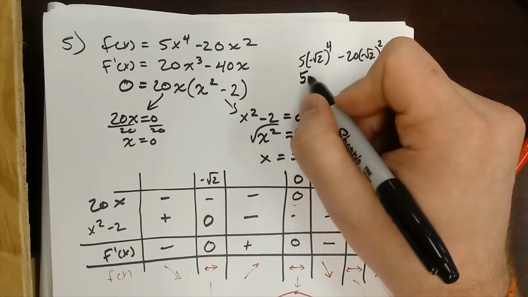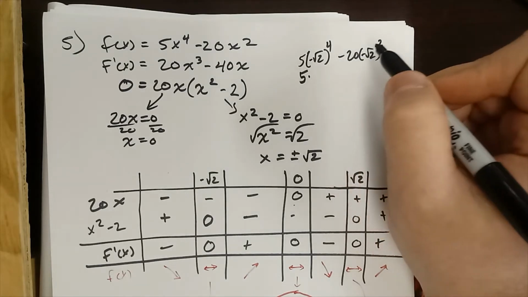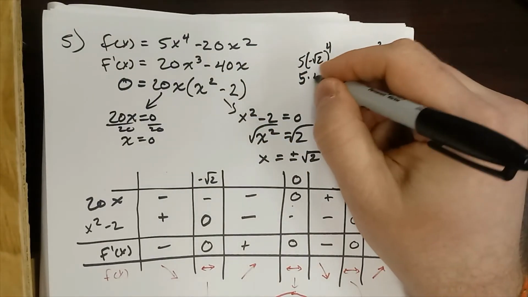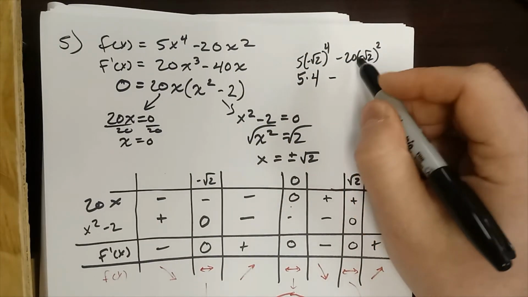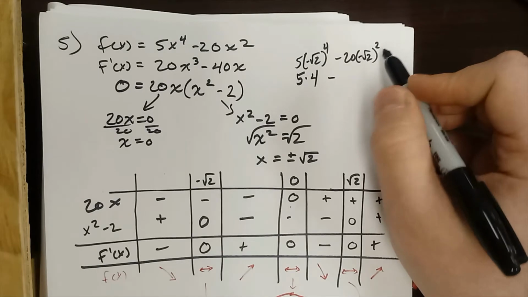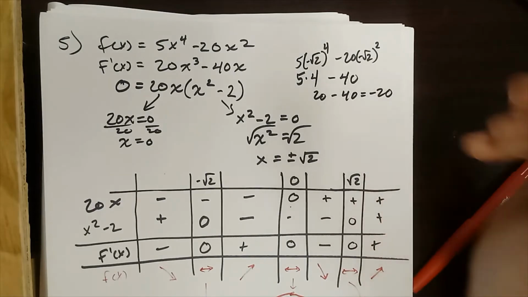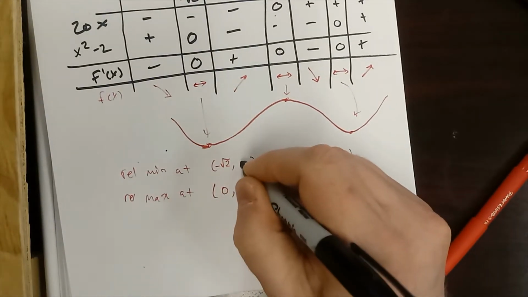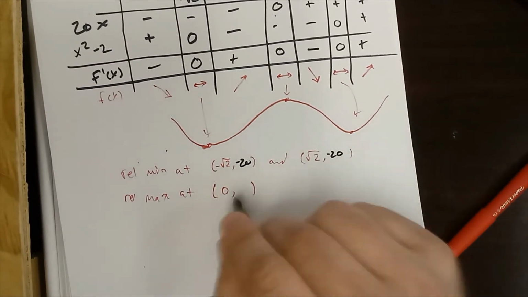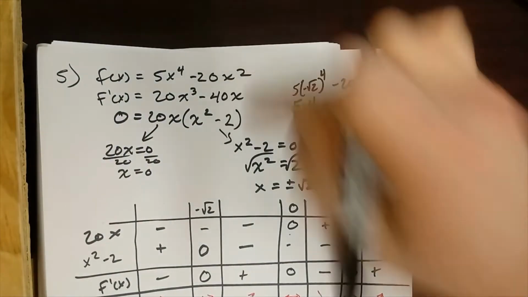So this is going to be 5 times, now root 2 to the 4th is the same idea as saying square it and then square it again. So if we square it once, it turns into 2, and we square it again, it turns into 4. And then here, that's going to be 20 times square root of 2 squared, which is just 2, so it's going to be minus 40. So 20 minus 40, we get negative 20. So I know I'm going to have relative mins at root 2, comma, negative 20, and negative root 2, comma, negative 20. So those will both be negative 20s. And then 0, hardest number ever to plug in, and we get 0.